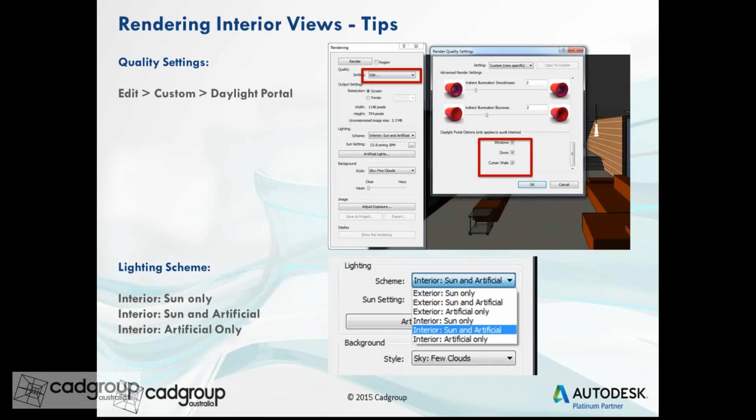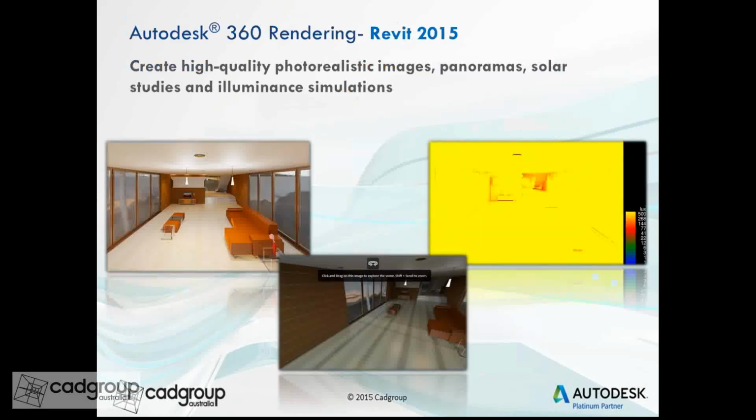That's one thing, and the most important part is the quality setting, which would be very important to understand. I may not use a very high value because that takes a very long time. Generally, the high value will produce a nice rendering. The lighting scheme is equally important. If you just hit on the scheme, you can see whether it is an exterior or interior scene, and whether it's sun and artificial or sun only. I believe most of you know about this. So those are some of the tips about interior views.